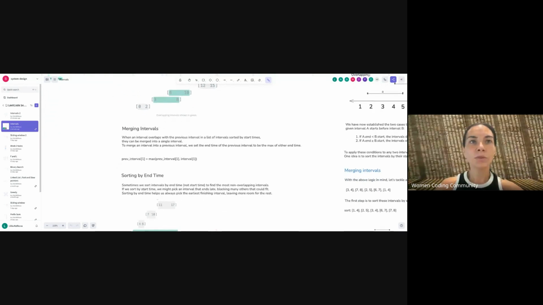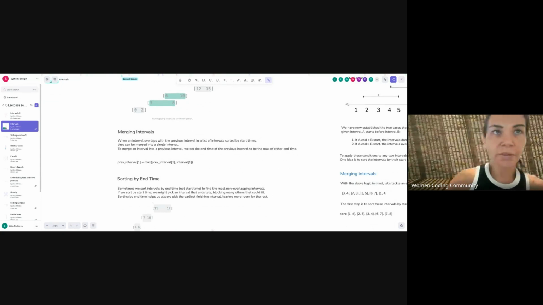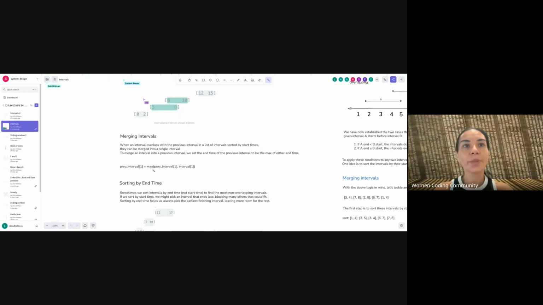Okay, cool. Moving on. What does merging intervals mean? When an interval overlaps with the previous interval in the list of intervals sorted by start time, they can be merged into a single interval. Now that we have those two intervals, we can merge them. This is a very popular ask.